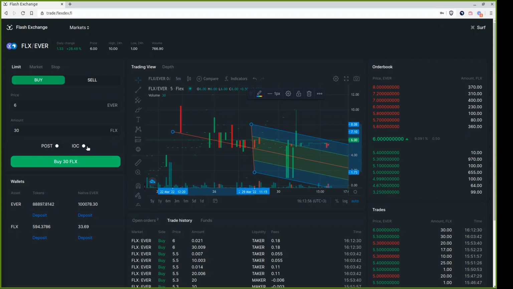So right now, immediate or cancel works, post order works. That's a maker order. So if I put sell 6 and 30, the same you see here is still there. If I put it here right now in post, it will be added here. It will not be executed, so I will just add liquidity here with this order.